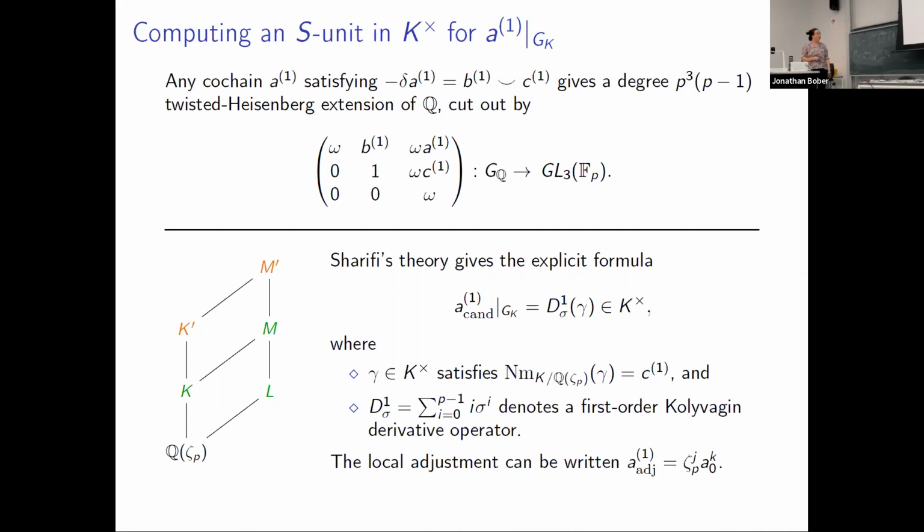And then our local adjustments can be written in terms of a power of zeta p and a power of, I'm not going to talk too much, but that's another S-unit A naught. And these correspond to our finite flat condition and our unramified or Steinberg condition. And so that is how we handle our first S-unit.